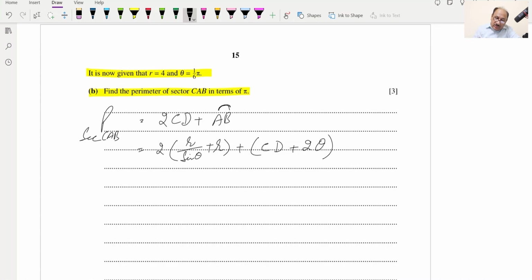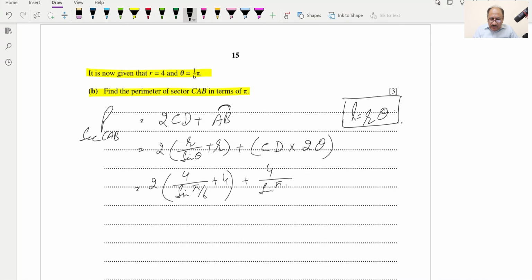So not plus, basically R theta. R theta is multiplied. So theta in this case is 2 theta. So the length L is equal to R theta, the formula which we are applying. So this will be equal to what? 2 into, R is equal to 4 and sine theta is sine pi by 6, plus 4, plus this CD value will be again 4 over sine pi by 6, and plus 4, this will be the CD value, and this will be multiplied by 2 theta, and theta is pi over 6.